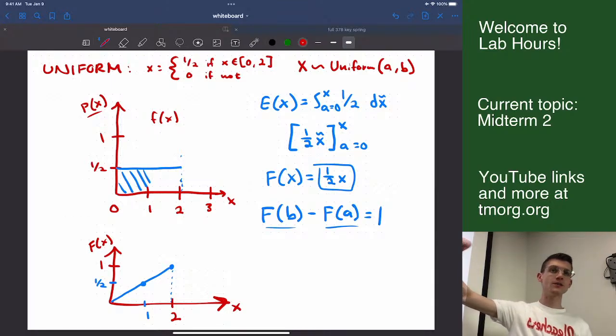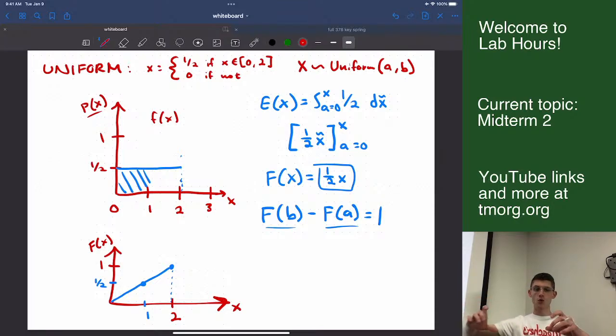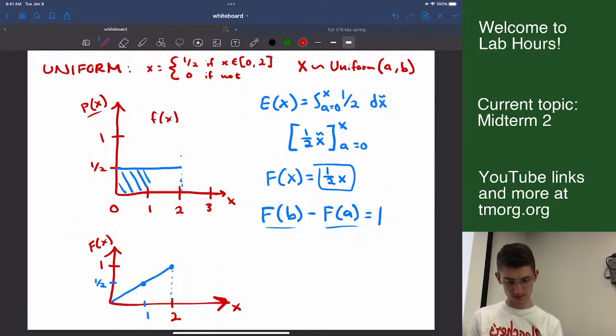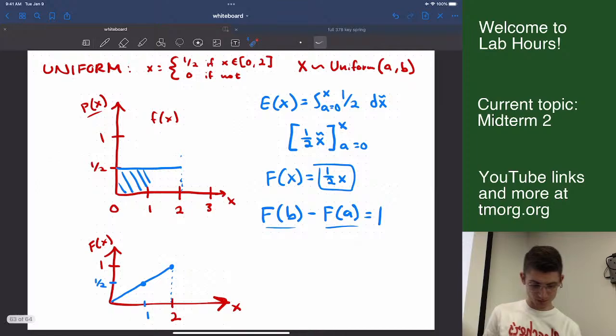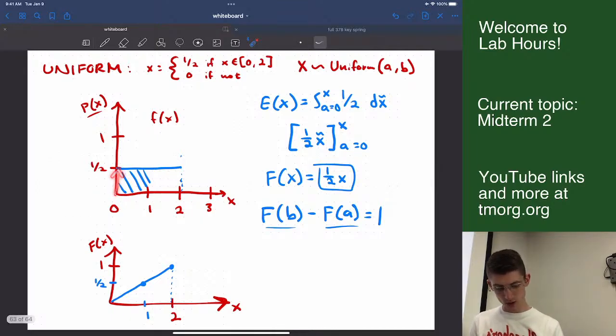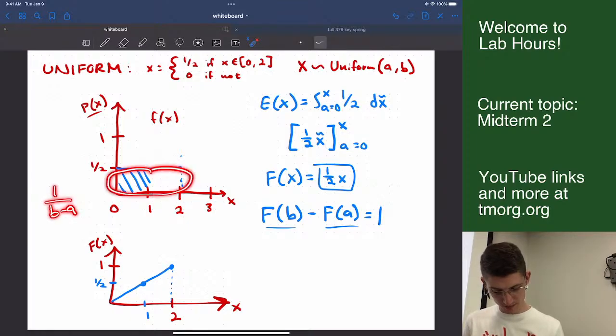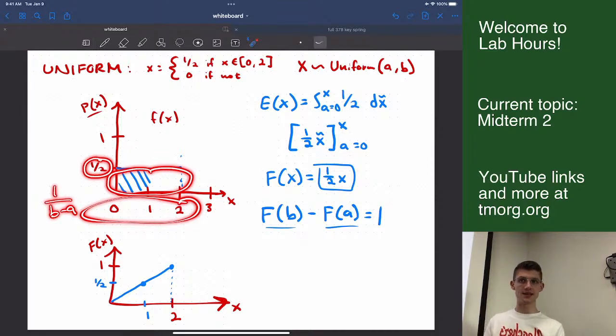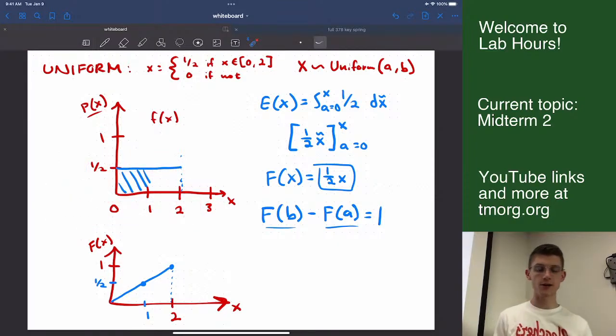And you'll always be able to tell what level it's at by just saying, what's B minus A? That's the length of the line, right? 2 minus 0, that's the length of this. And then how high is it? Well, it's 1 over whatever B minus A is, right? 1/2, 2 minus 0. We can see that. Fun stuff to play around with.